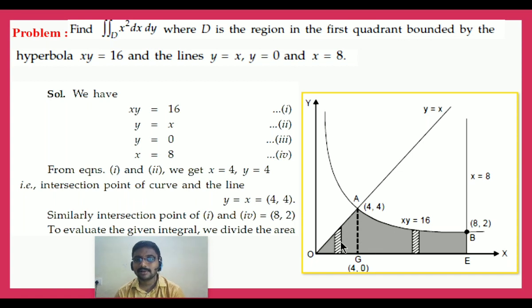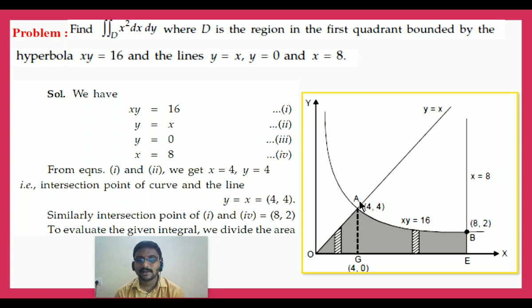Here we have to consider two strips to get the limits of the double integral, because if we take only one strip parallel to the y-axis, then the curve is missing in one case, and in the second strip the line is missing, so we have to take two strips. The total region is divided into two parts with respect to the line x equal to 4. This is the dotted line, x equal to 4. With respect to this line, the total region is divided into two parts.